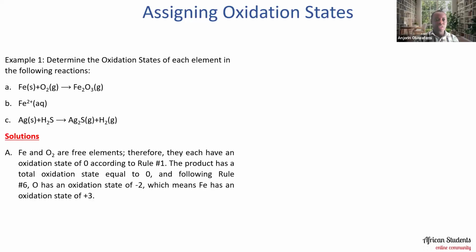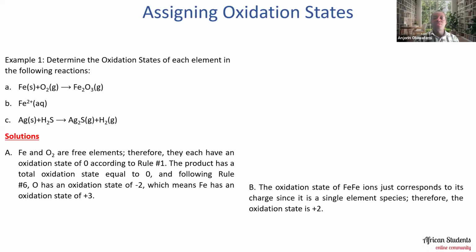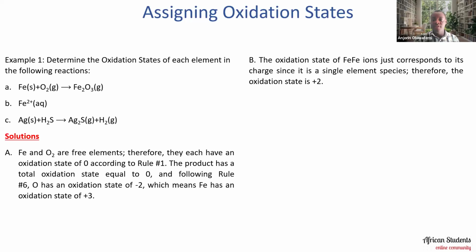Now, for the first one, iron and oxygen are free elements. Therefore, they each have an oxidation state of 0 according to rule number 1. The product has a total oxidation state equal to 0. And following rule number 6, oxygen has an oxidation state of -2, which means iron has an oxidation state of +3. Okay, that's good. For the second one, the oxidation state of iron just corresponds to its charge. Since it is a single element species, the oxidation state is +2, equal to the overall charge on it.